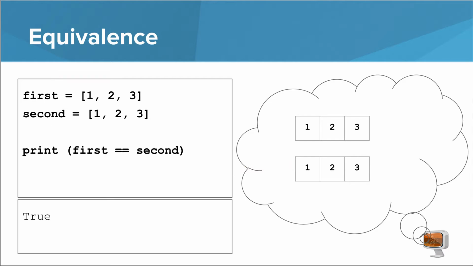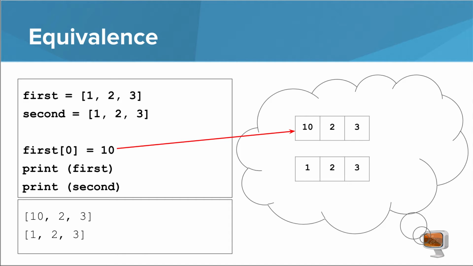Because they have the same contents, the equals equals operator will consider them to be equal. This type of equality is known as equivalence. However, changing one has no effect on the other. This means that while the two lists are equivalent, they are not identical.